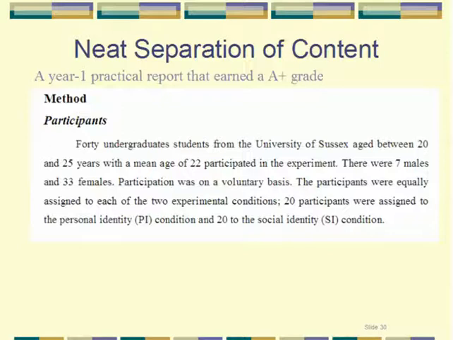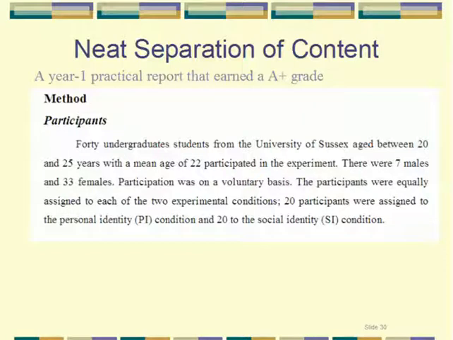Participants: 40 undergraduate students from the University of Sussex, aged between 20 and 25 years, with a mean age of 22, participated in the experiment. There were 7 males and 33 females. Participation was on a voluntary basis.